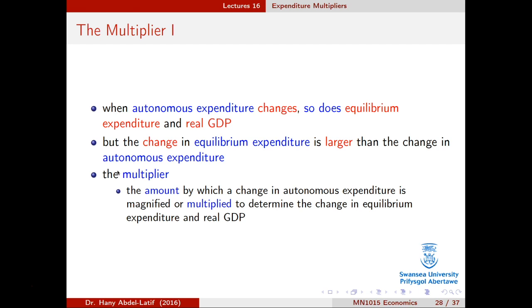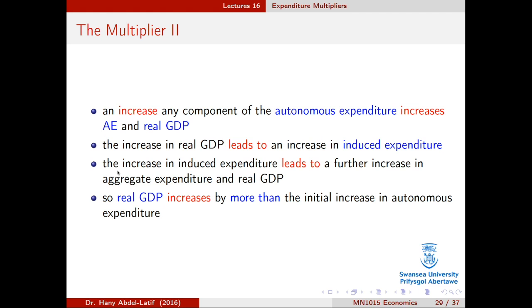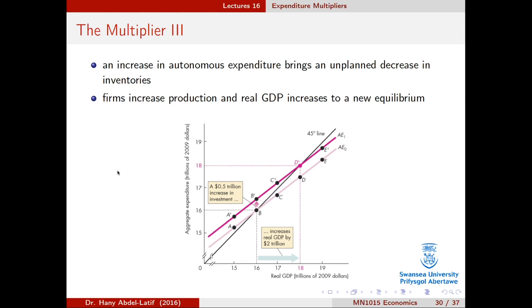So that's the idea. We define the multiplier as the amount by which a change in autonomous expenditure is magnified or multiplied, and that's where the name comes from, to determine the change in equilibrium expenditure and real GDP. How we calculate the multiplier is very, very easy. That's just the story I gave you now. So how we calculate the multiplier, we'll see now.